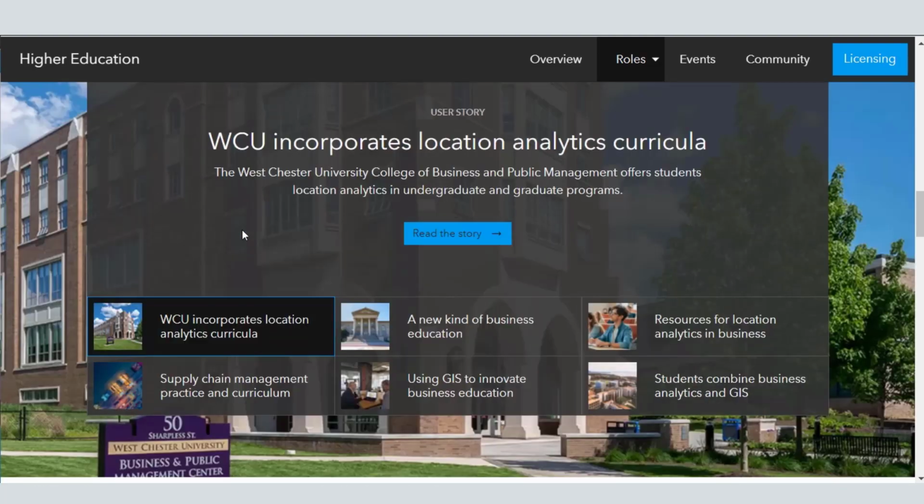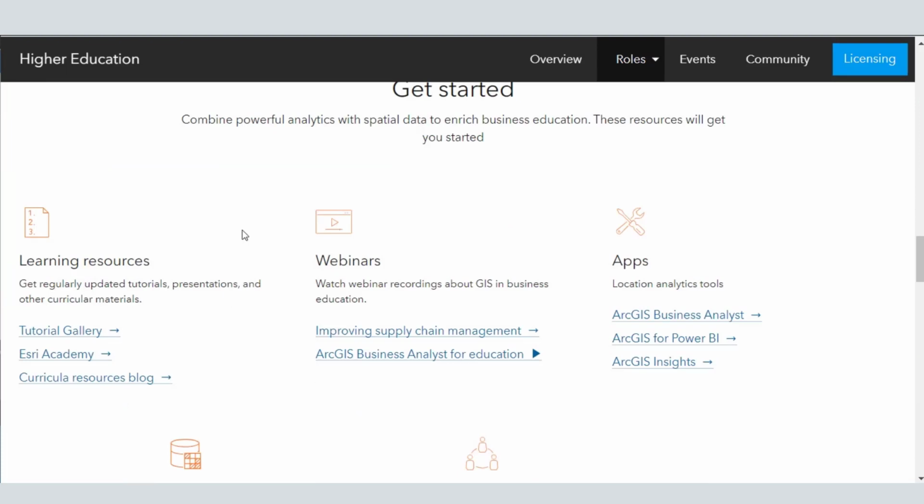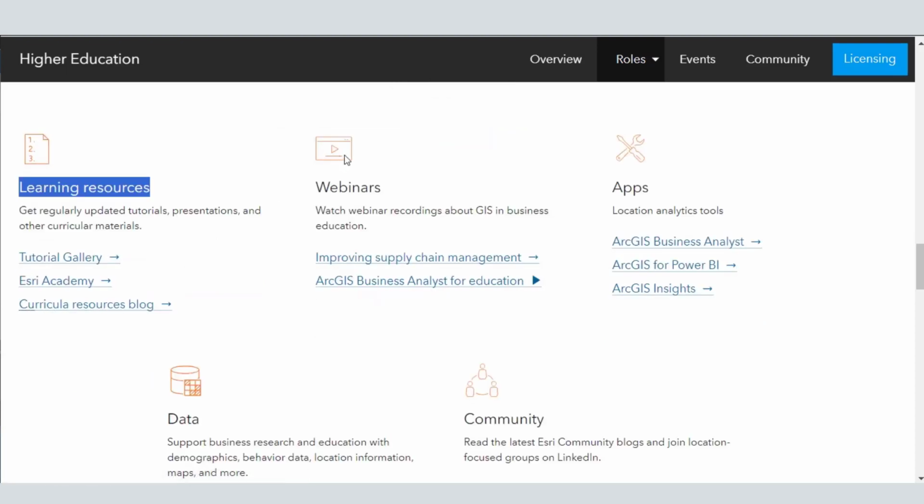In an instructional setting, if you're teaching business, economics, geography, GIS, sociology, and other subjects, you can use these tools effectively to teach key concepts and generate skills at the same time.